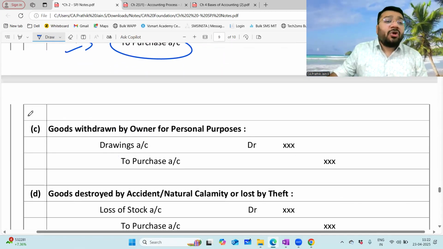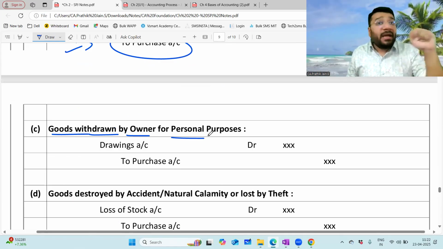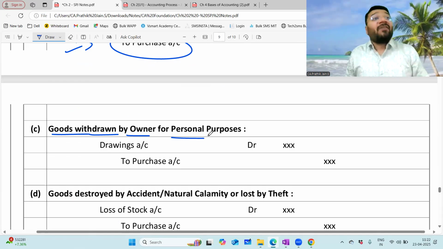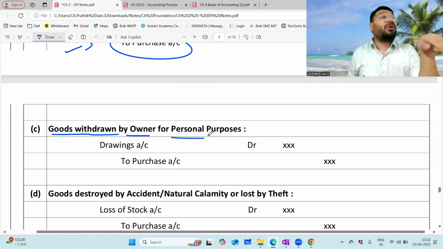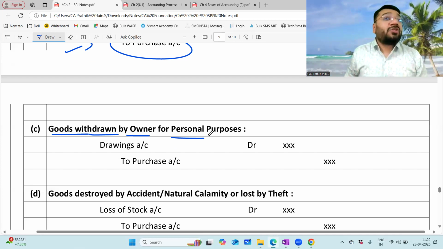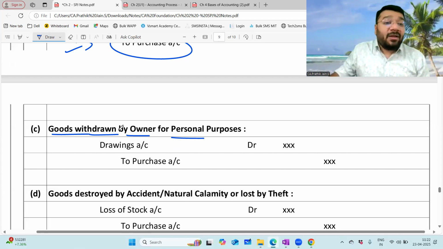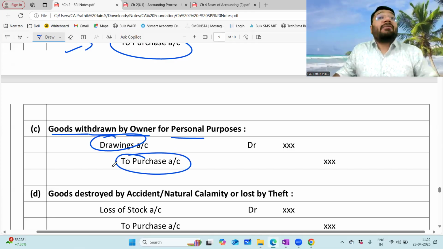Then we discussed goods withdrawn by the owner for personal purpose. See, always whenever the owner is withdrawing something for personal purpose, it is not necessarily only cash. If he's withdrawing cash, drawings to cash. But apart from cash, he can withdraw the goods also, no boss. He can withdraw asset also, no boss. So depending on what he's withdrawing, accordingly you have to pass the entry. So if he's withdrawing the goods, then what is the entry? Drawings account debit. Now instead of cash, it is going to be purchase because I have to reverse purchase now.